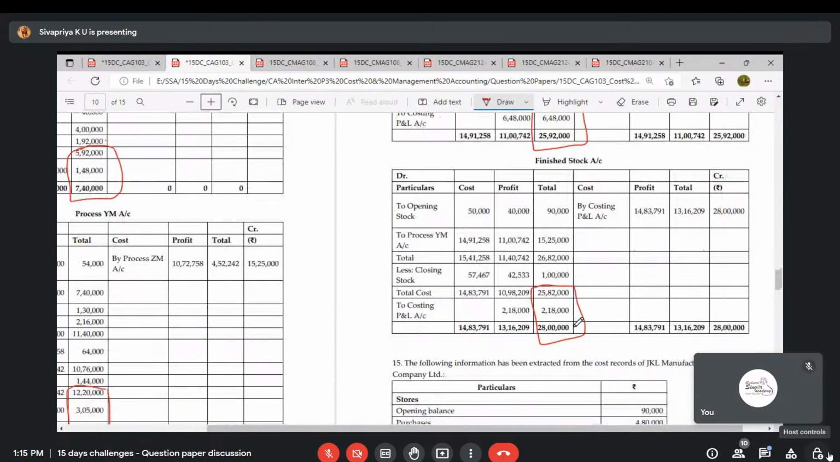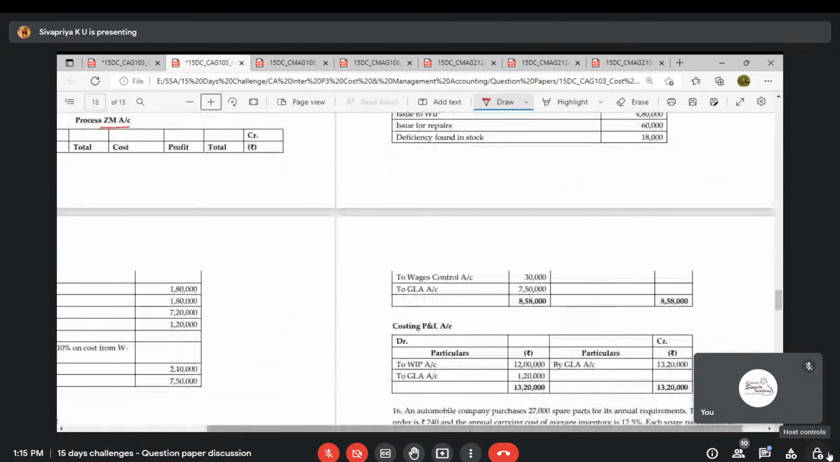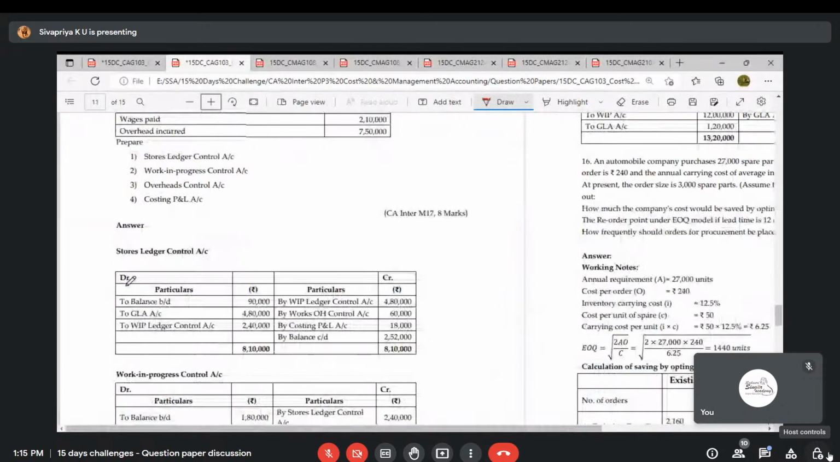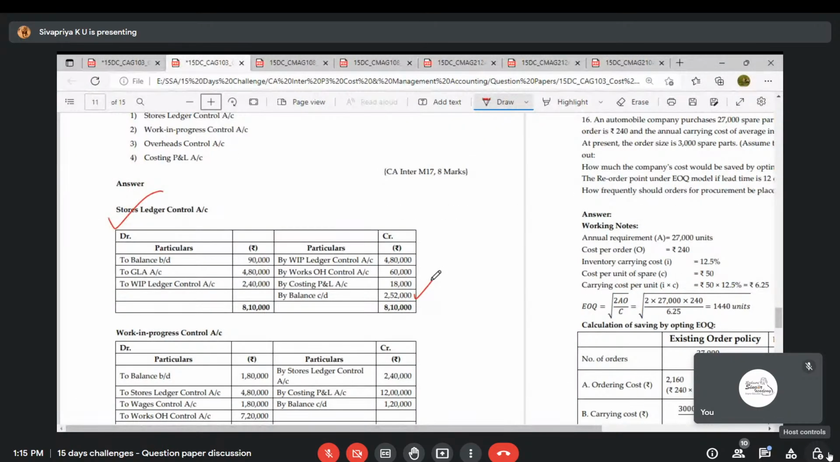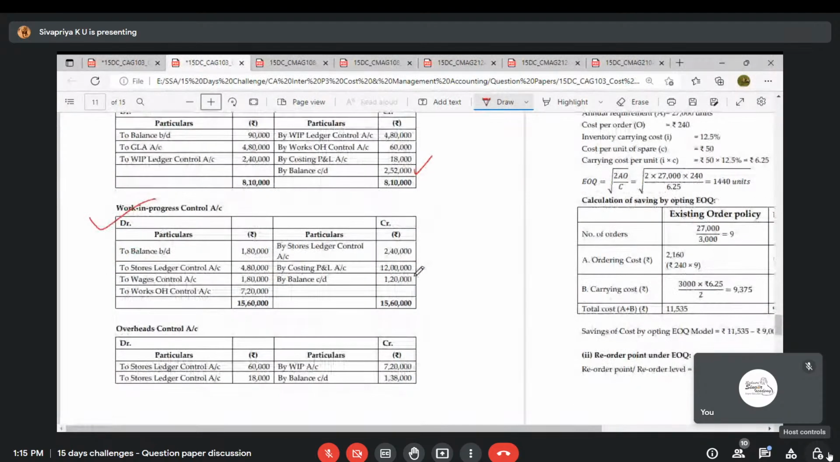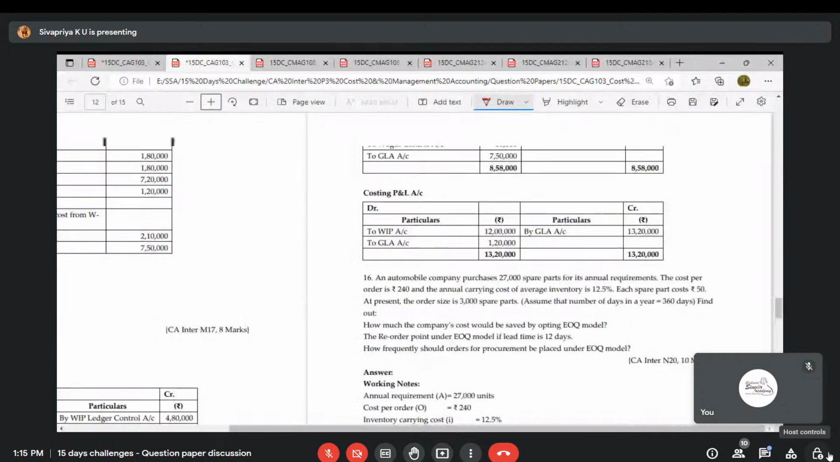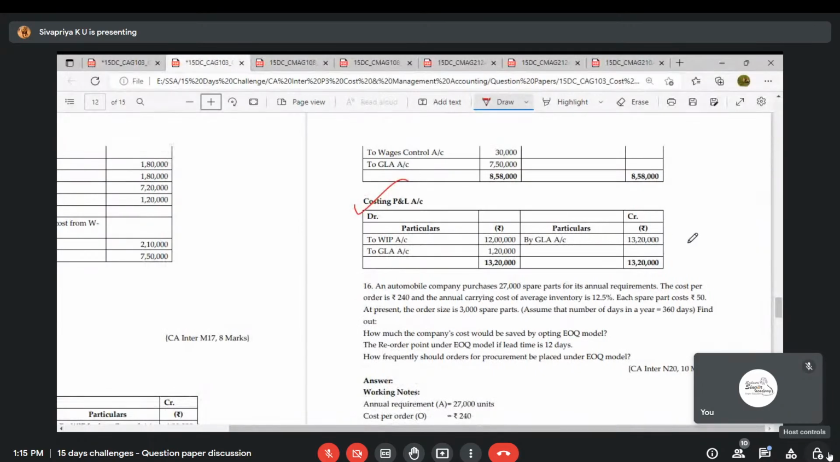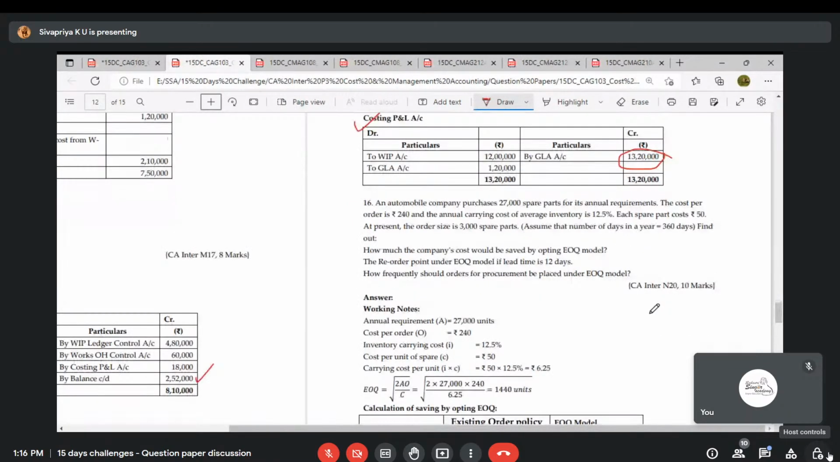Question number 15. This is stores ledger control account. First one, stores ledger control account, 2,52,000 is the closing balance. WIP control account, 1,20,000 closing balance. Overheads account, 1,38,000 is the closing balance. And costing P&L 13,20,000 to general ledger adjustment account. Right?